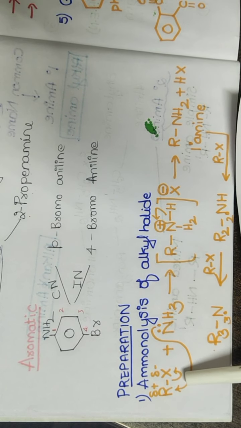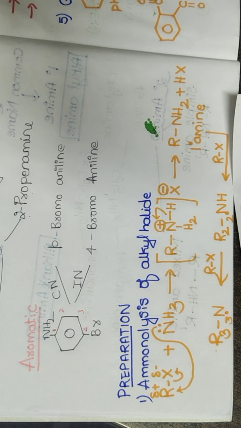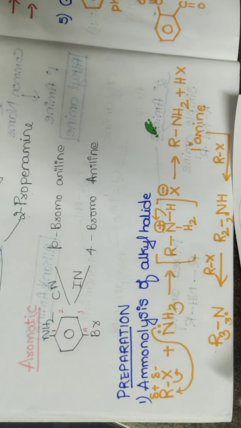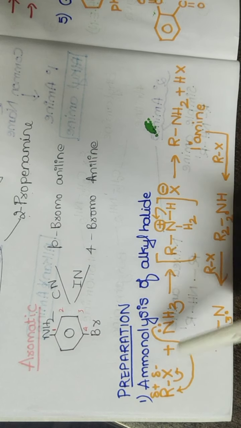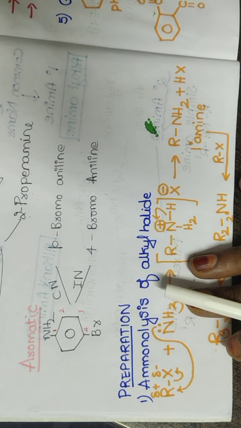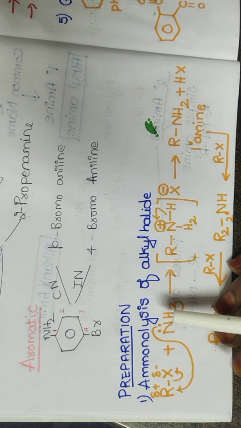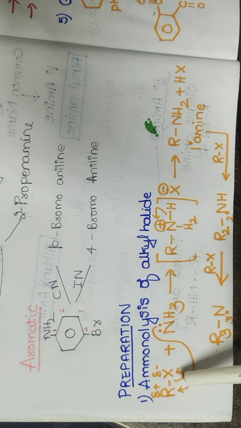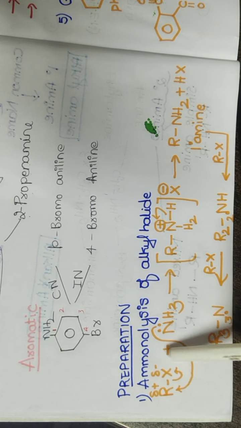What do you mean by substrate? Something which has a source of carbon. If it has a source of carbon, it will behave as a substrate. So here we are taking an alkyl halide. Alkyl halides play a very vital role as a substrate. Why is that? Because they have a very good leaving group. What is that? It is halogen.